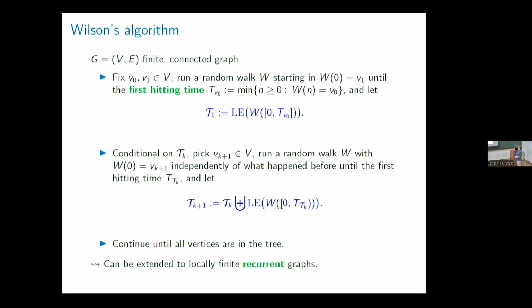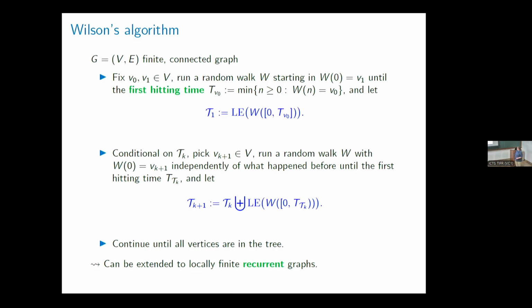And then you start a random walk in V1, and you let it run until it hits V0. Now you get a path segment of a random walk, and you do the loop erasure. You take away all the loops in chronological order, and this gives you a branch, which is loop erased, which you take as the first branch of your tree.